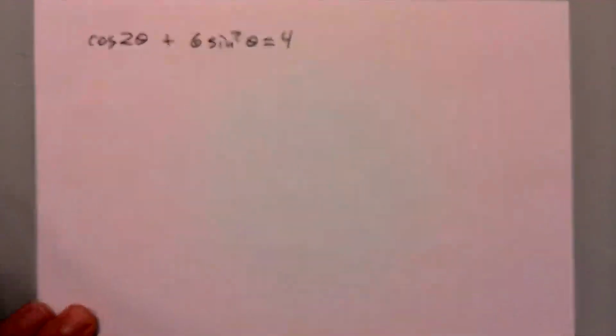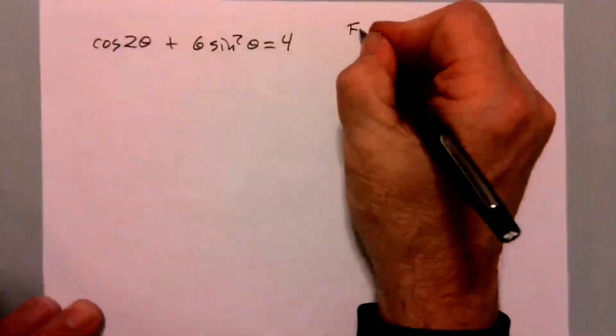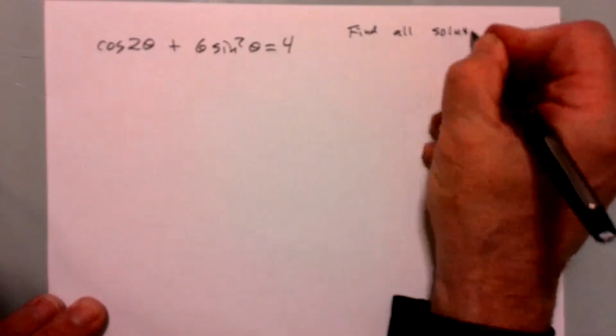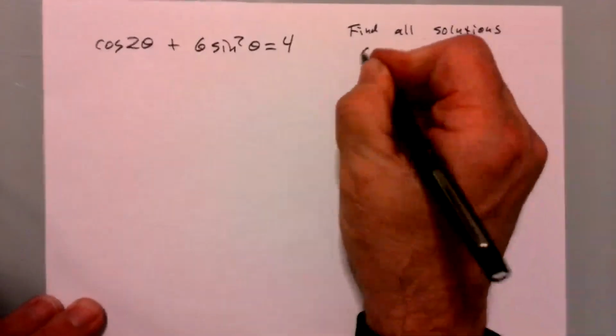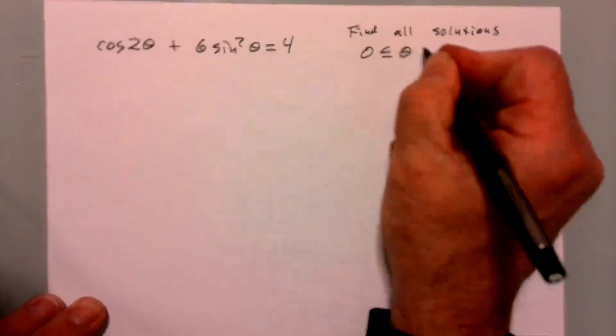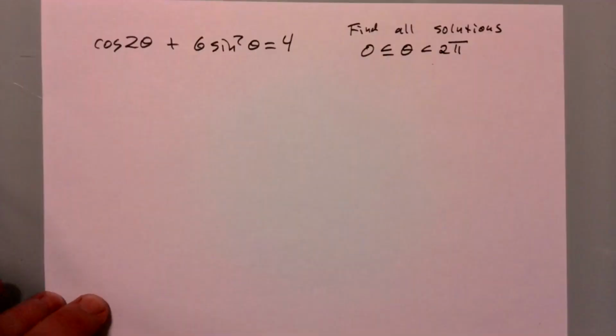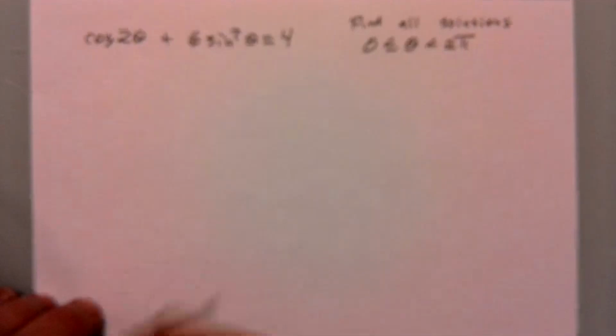And for the sake of this discussion, let's say that we're going to find all solutions in the interval from 0 to 2 pi, where 0 is less than or equal to theta, which is less than 2 pi. So that's going to be our goal. Now, how are we going to do this? Let's go through the process that we need to go through for this to make some sense.